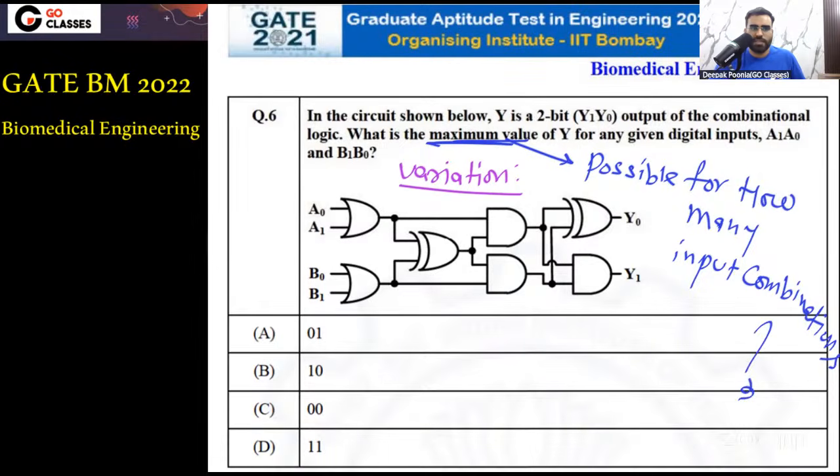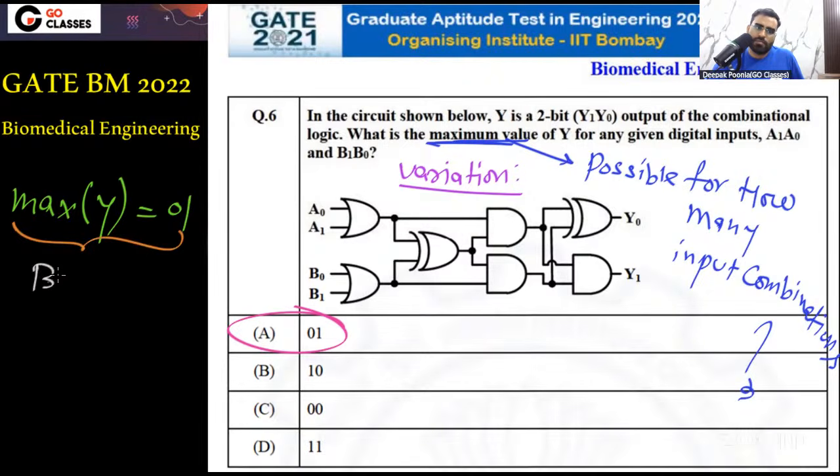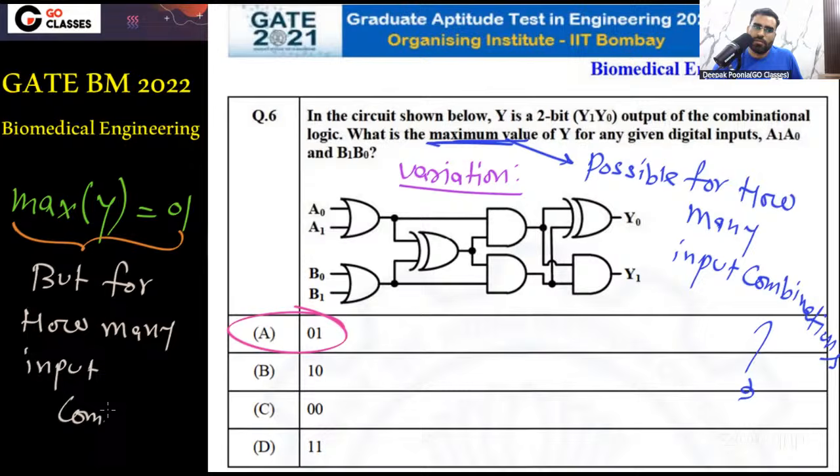Okay, this is a variation. Tell me the answer. I know that the maximum value possible for y is 01. That is fine. But for how many input combinations? They can also ask this. So for this variation, what will be the answer?